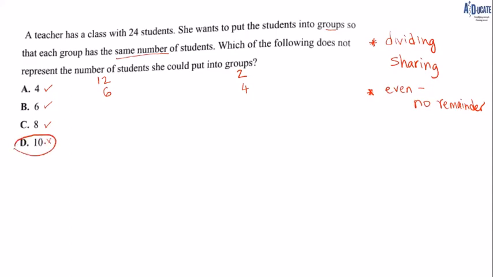Because if she was to split the class and say, okay, 10 students go in one group, another 10 go in another group, guess what? That's going to be 20 and 4 is left. Exactly. She's going to have 20 students in groups and 4 left not in a group. So it won't be a good division, because it would leave a remainder. So 10 does not work in this case. Good.